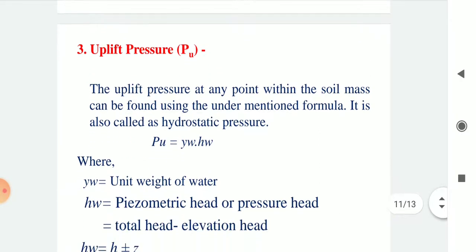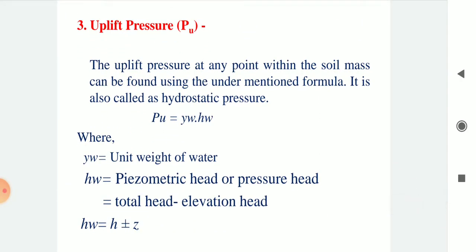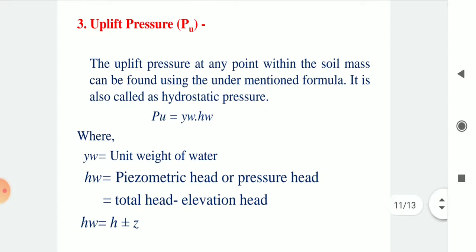Then uplift pressure, that is Pu. The uplift pressure at any point within the soil mass can be found using the following formula. It is also called hydrostatic pressure: Pu = γw · hw, where γw is the unit weight of water and hw is the piezometric head or pressure head, which is equal to total head minus elevation head, so hw = h ± z. This is the uplift pressure Pu.